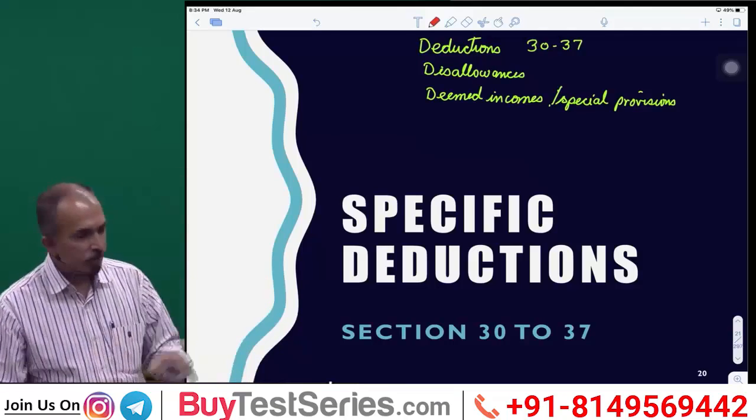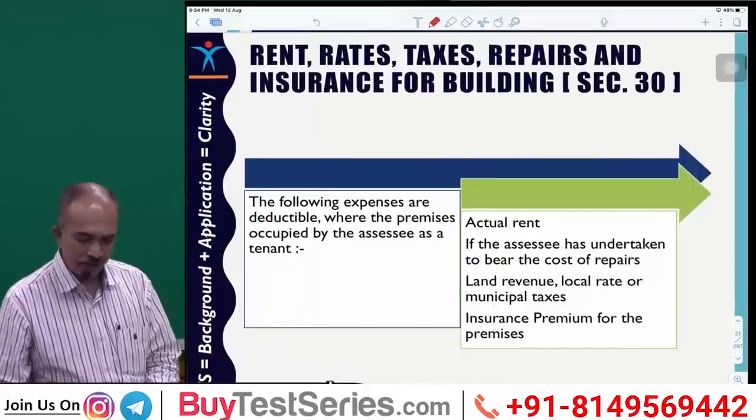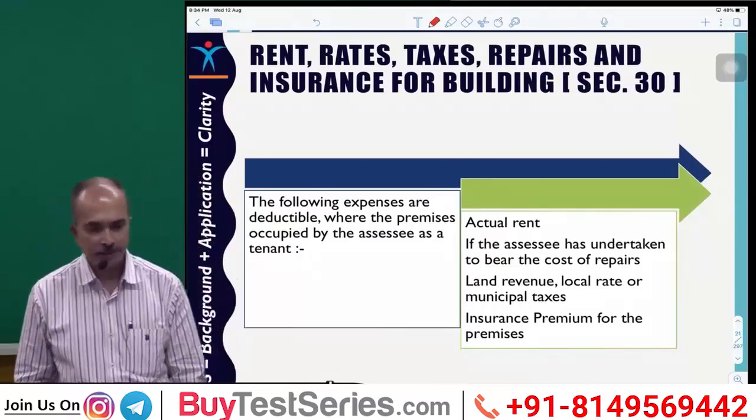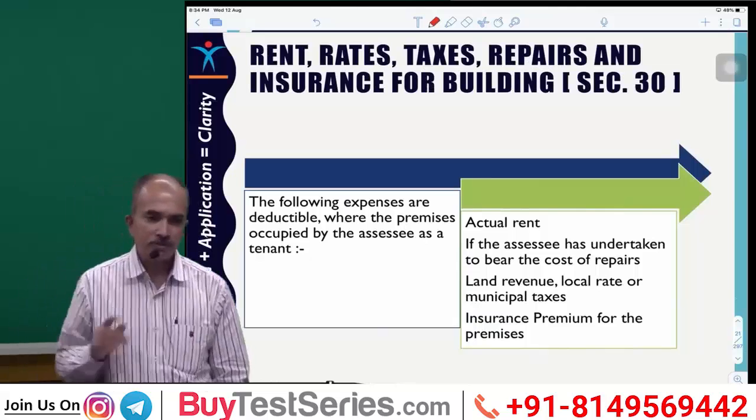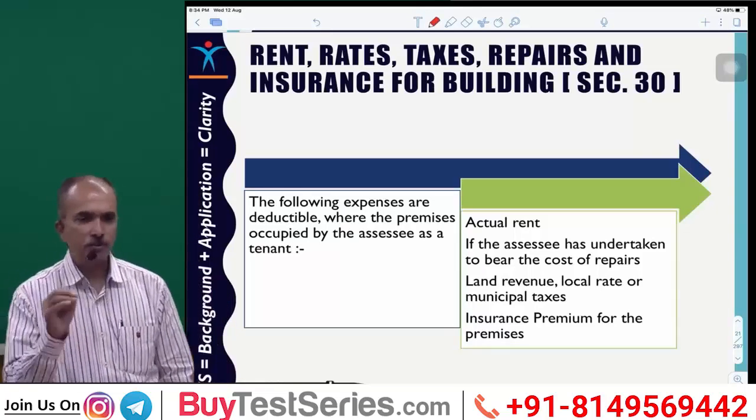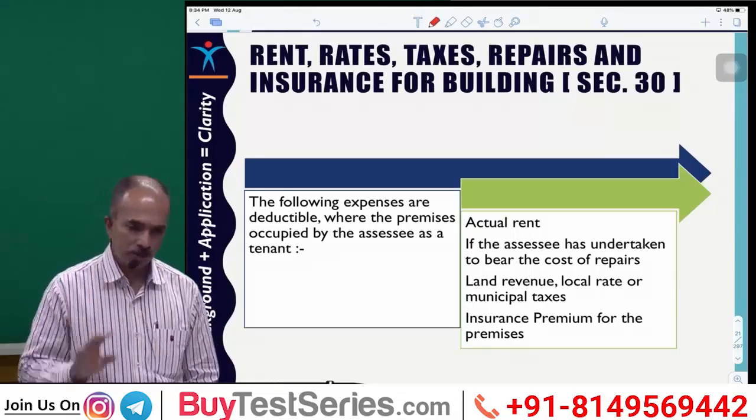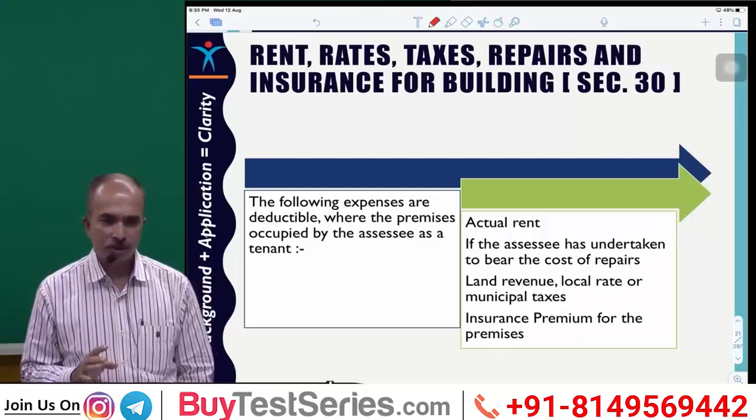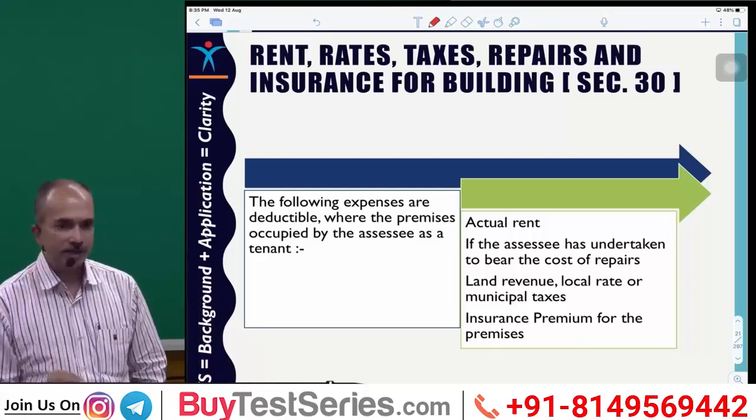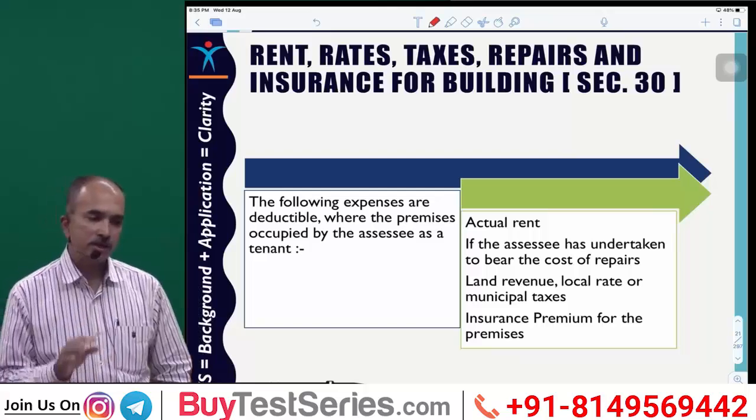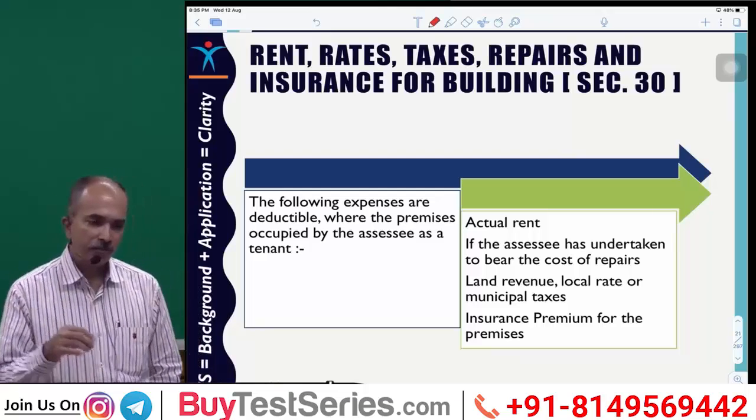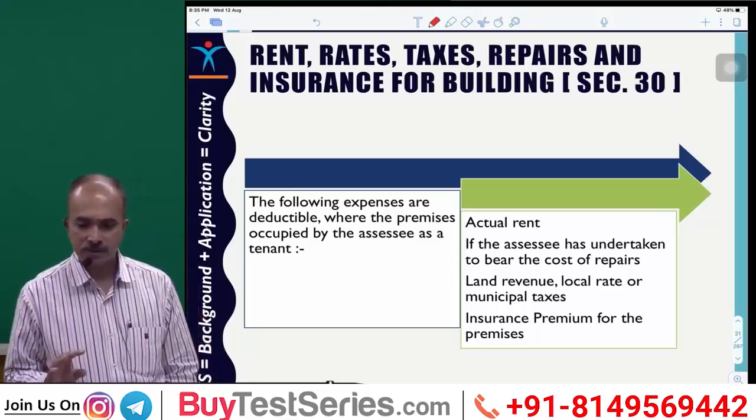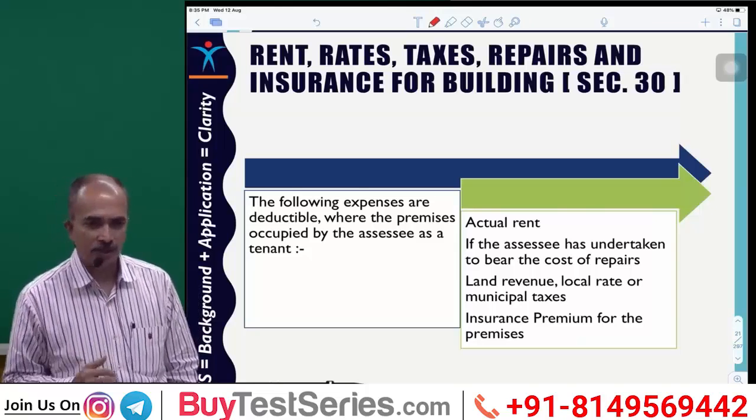Comfortable? So, first deduction we have here is rent, rates, taxes, repairs, insurance for building. Now, most of the business deductions, except 2-3, are logical. There are few deductions which are artificial, where you need to really understand. But most of the deductions are so logical that even if you read them once, you will remember them for your lifetime because आपको अलग कुछ करना नहीं.